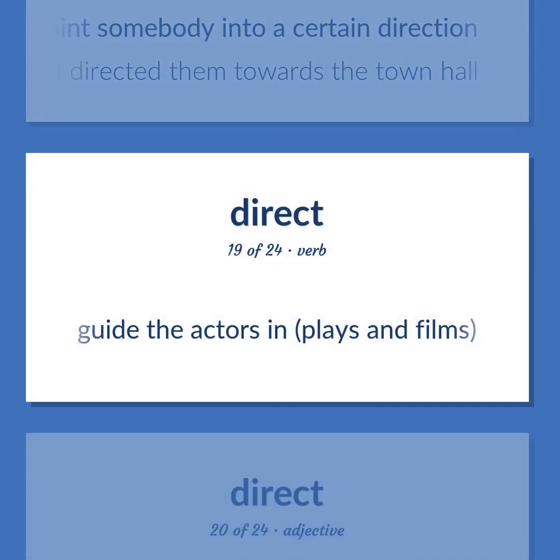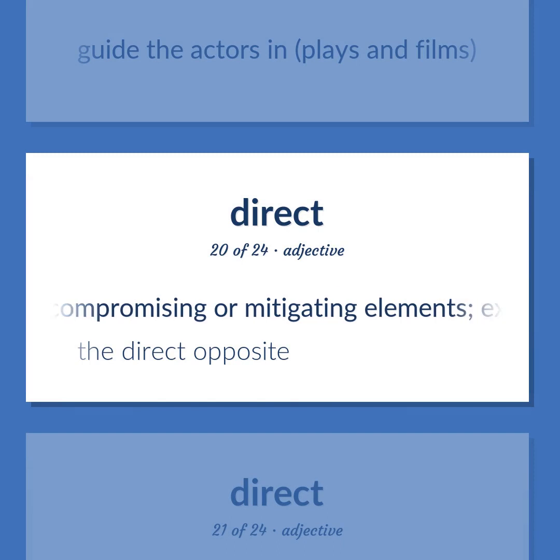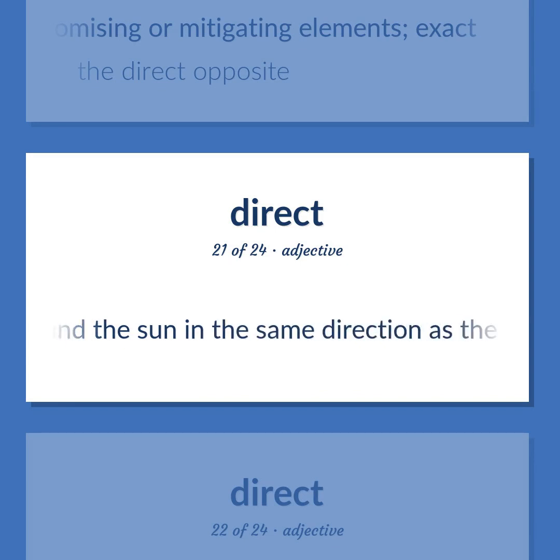Guide the actors in plays and films. Lacking compromising or mitigating elements, exact. The direct opposite. Moving from west to east on the celestial sphere, or, for planets, around the sun in the same direction as the Earth.